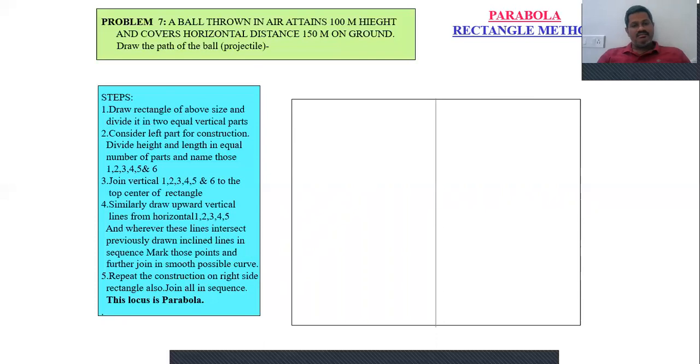Then divide the height of the rectangle into a convenient equal number of divisions like this. In this case, I am dividing it into 6 equal divisions. And similarly, the half length of this rectangle is also divided into the equal number of divisions that we did in the case of height. So we have done 6 divisions, and similarly here also we have to do 6 divisions like this: 1, 2, 3, 4, 5 and 6.